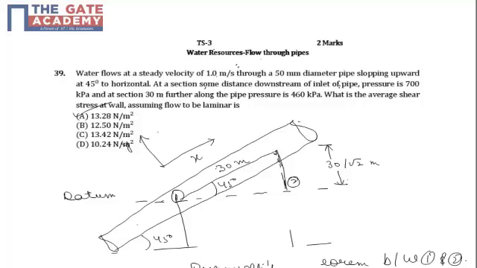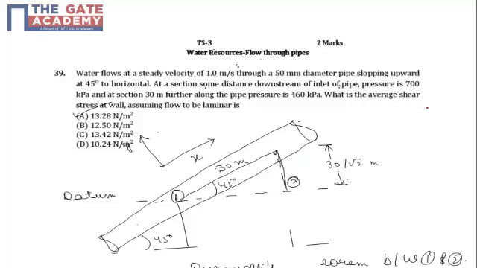And it is given that at some section, some distance downstream of the inlet. Now please don't confuse that if this is the inlet, downstream will be lying here. No, downstream always lies in the direction of flow. So let us say there is some point 1 that is lying at some distance downstream of the flow where the pressure is 700 kPa.